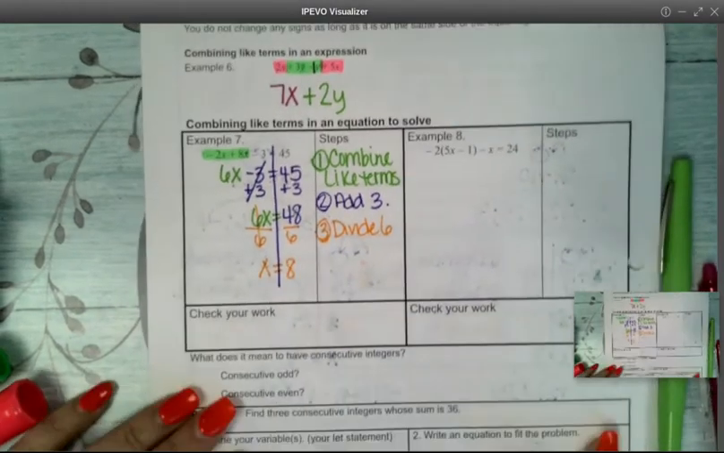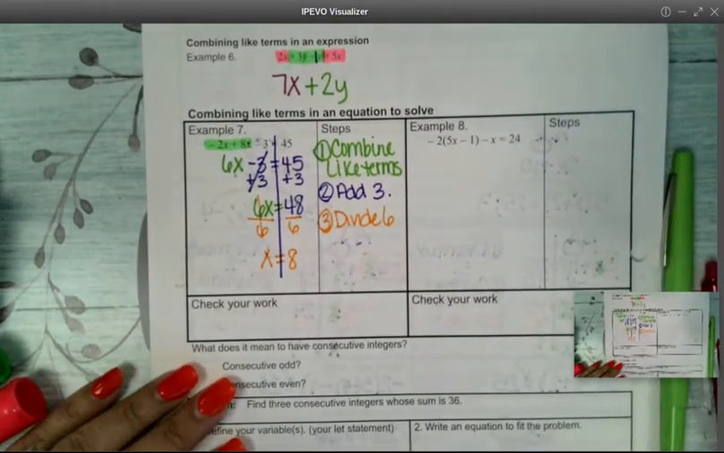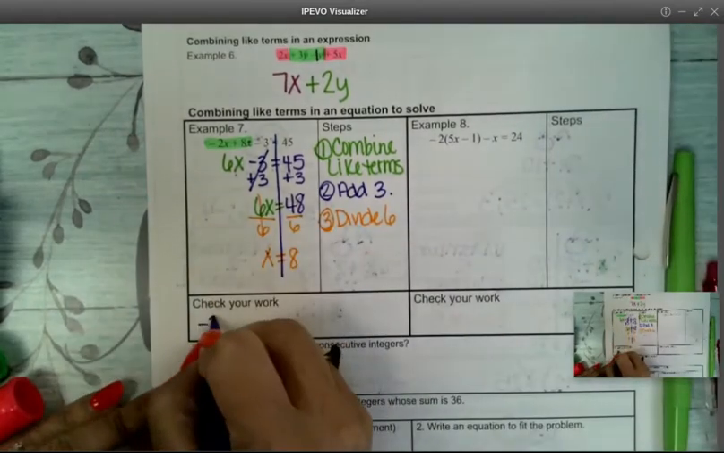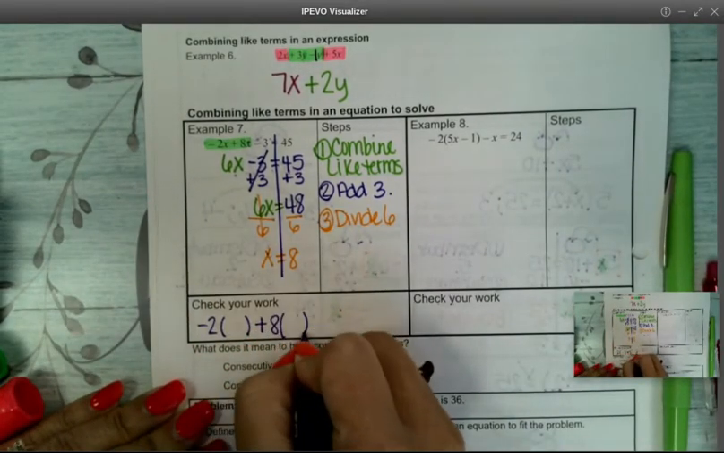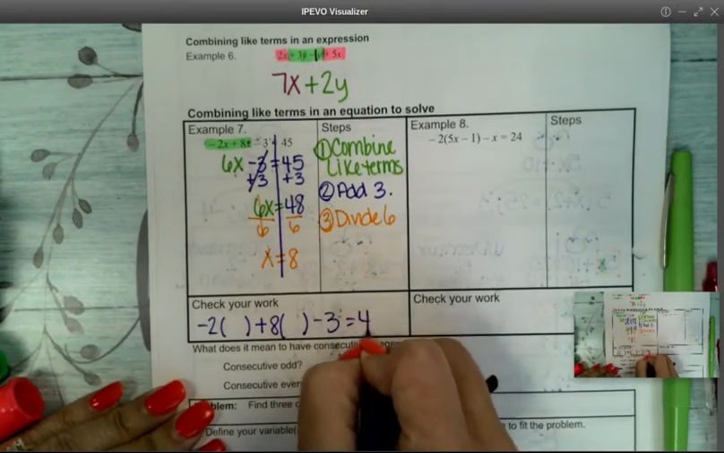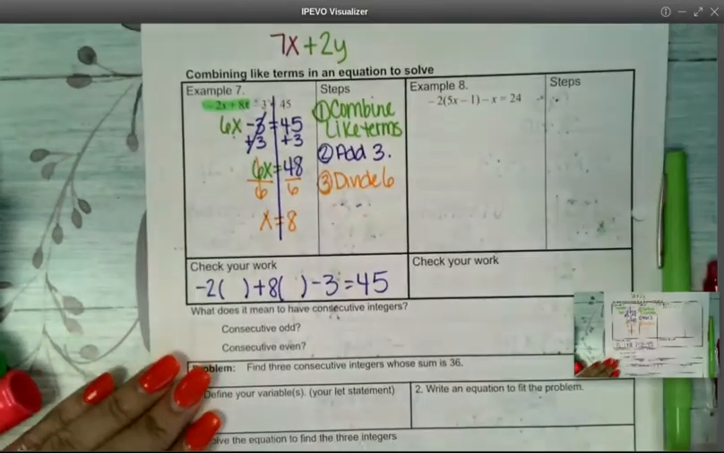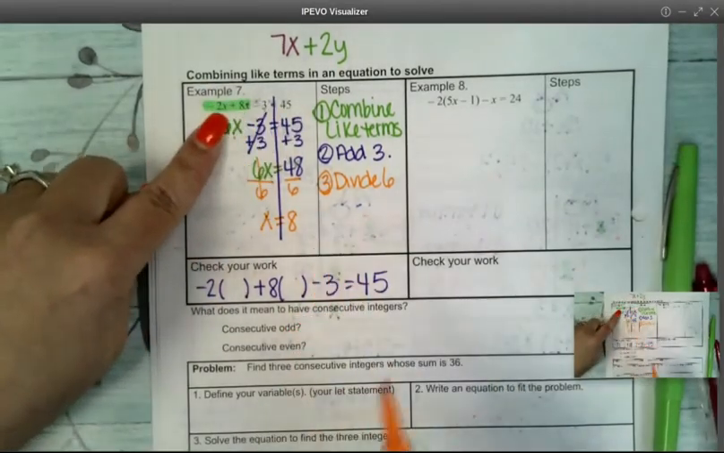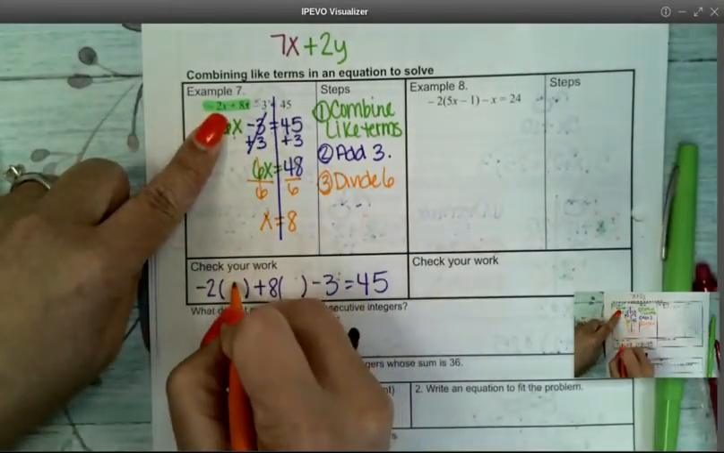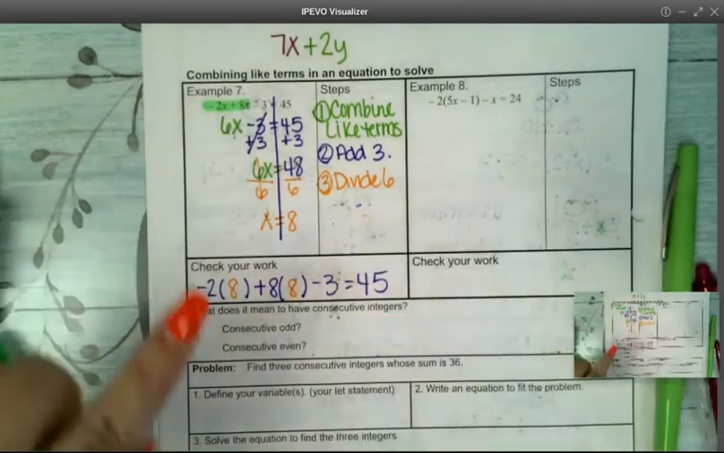Again, to check your work, all you have to do is plug it in. Negative 2, everywhere you see an x, you're going to write parentheses. And that's supposed to be equal to 45. Now, again, our x's up here, you always plug into the original equation. Your x was 8. So I'm going to plug that in.